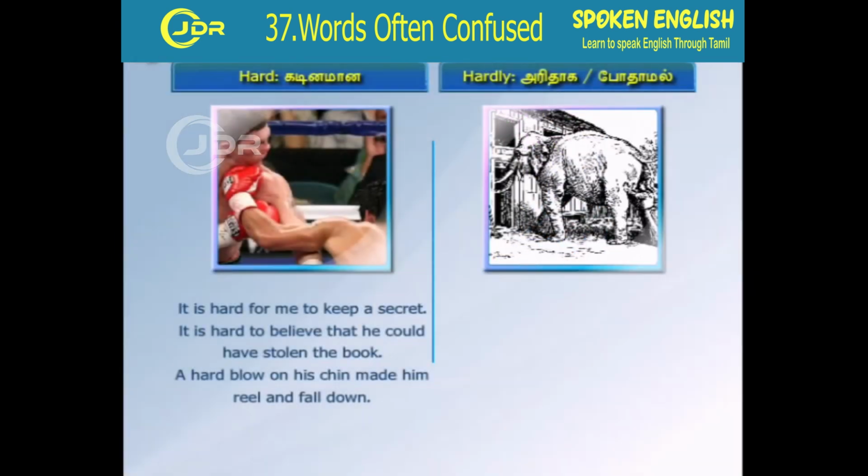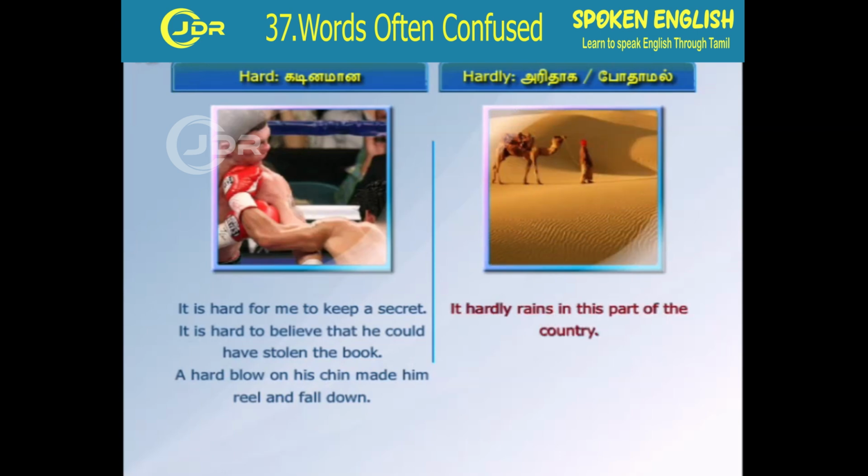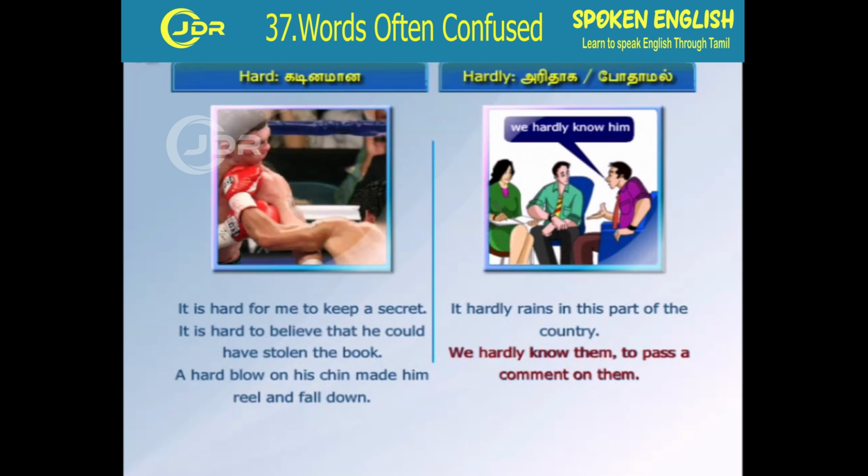Hardly, அரிதாக, போதாமல். It hardly rains in this part of the country. We hardly know them to pass a comment on them. He hardly ever goes fishing. It is not his cup of tea.